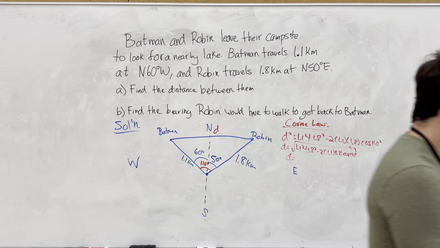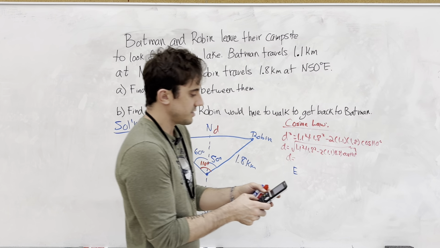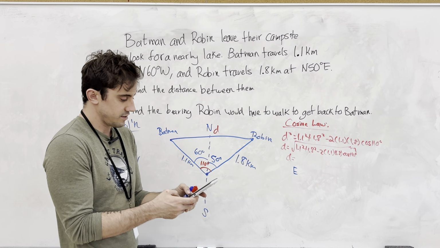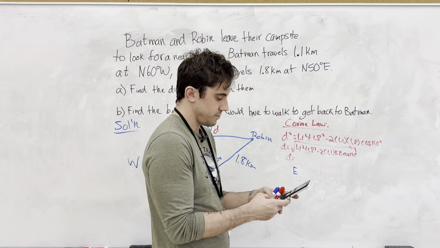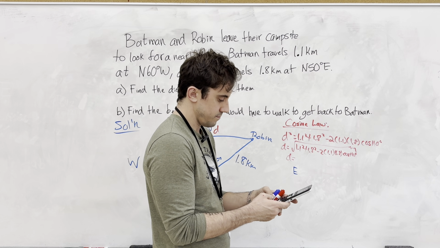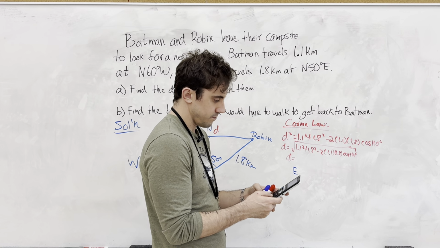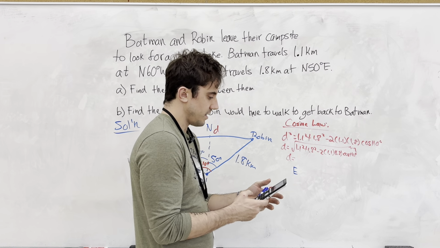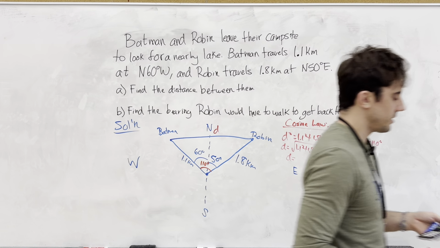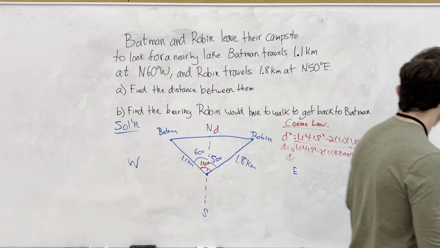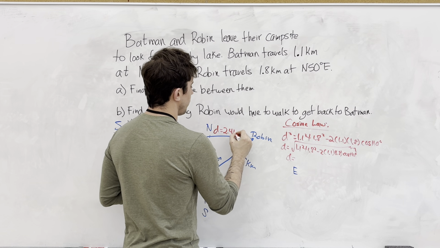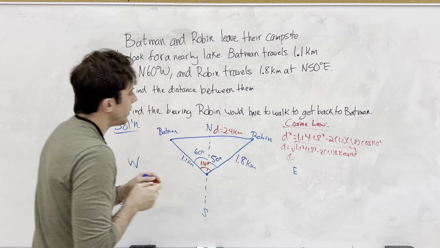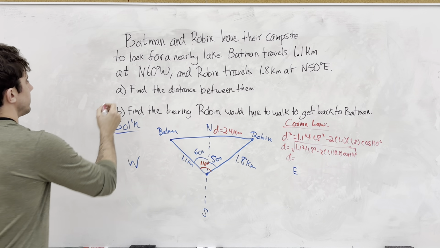Be careful with your brackets when you're plugging all this into a calculator. It's so easy to make silly mistakes along the way. And I have 2.4 for the distance between Batman and Robin, roughly at least 2.4 kilometers. And now that's part A done.